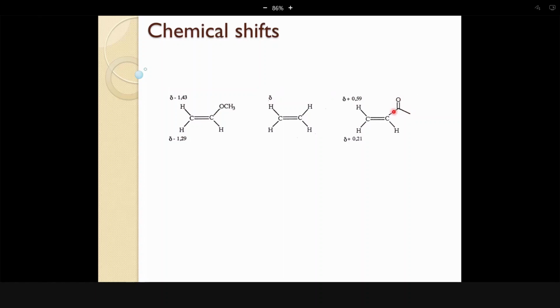And on the other side, we have this other molecule where you have a methyl ketone on the structure. And then you have here an increase of the chemical shift of 0.29 and 0.22. So how can we explain the difference between these three molecules? We can explain it because of the electronegativity of the chemical groups, of the substituents on this structure.